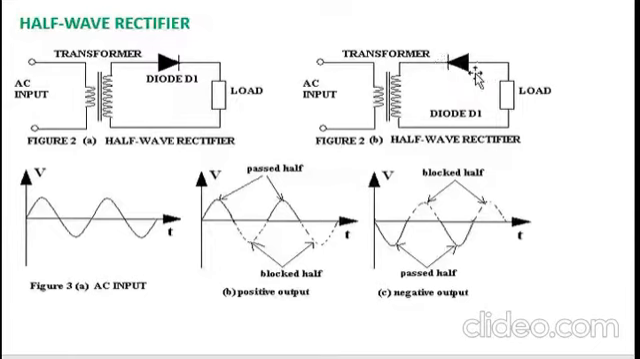But if you change the orientation of your diode, that is your cathode now in contact with the transformer, and the other end, which is the anode, to the load, we will be allowing the negative component to pass from here, and all the positive will be cut off. This dotted line means they are not allowed to pass.